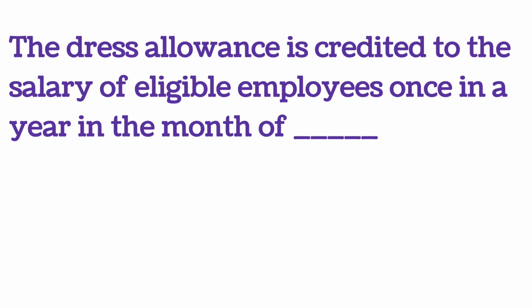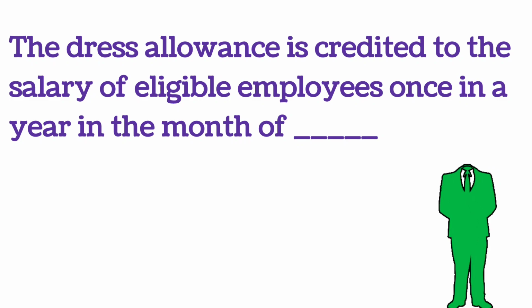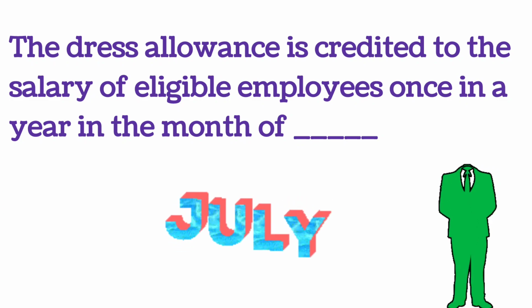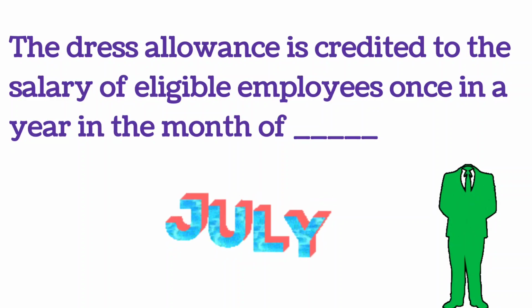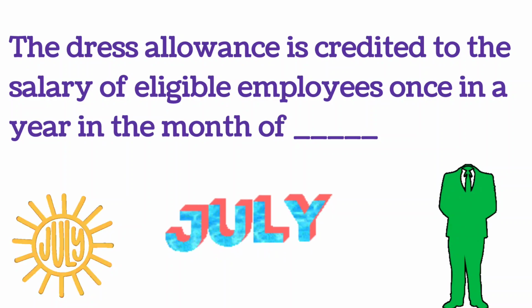So let's start. The dress allowance is credited to the salary of eligible employees once in a year in the month of dash. So all employees get their dress allowance in the month of dash every year in their pay bill. So it is July. This is coming in the month of July salary. So I think most employees are getting it in July itself.